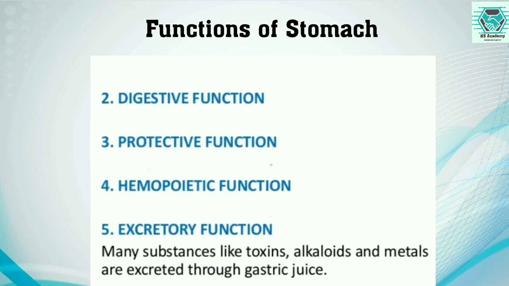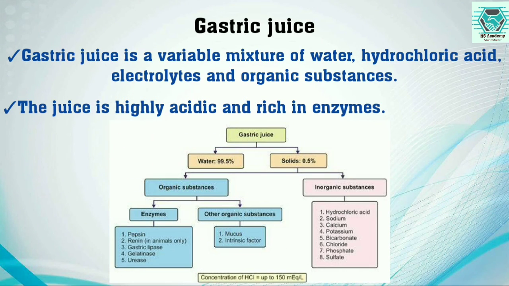Next, hemopoietic function and excretory functions. Different types of substances like toxins, alkaloids and metals are excreted through the gastric juice. The gastric juice is a unique combination of hydrochloric acid, lipase and pepsin. Acidic gastric juice is found in all vertebrates and its main function is to inactivate microorganisms.